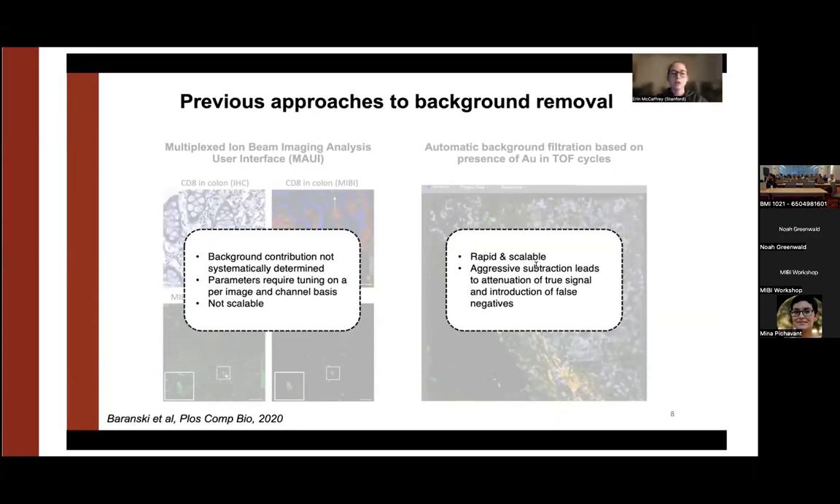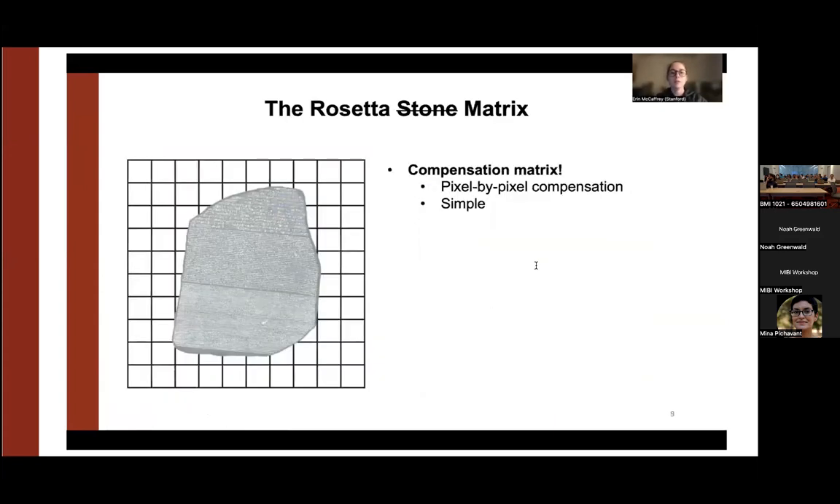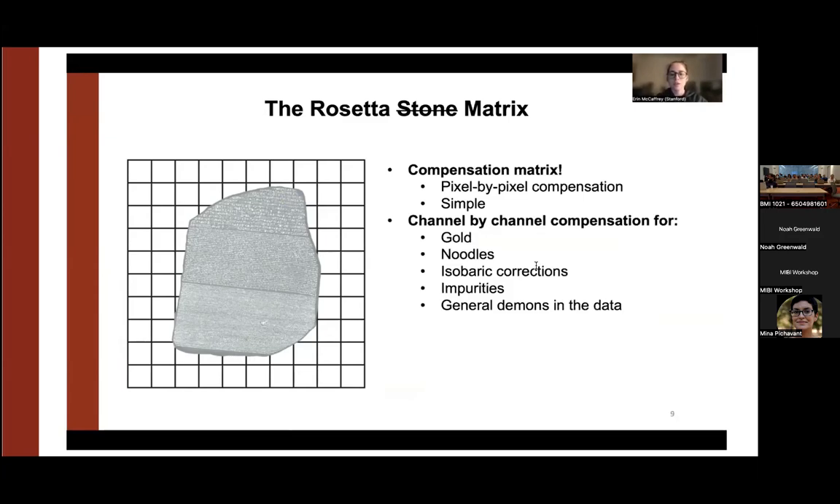And so to overcome the limitations of both of these approaches, we developed an approach known as Rosetta compensation. This approach is actually just a very simple compensation method akin to what is used when processing flow cytometry data. At the heart of this method is the Rosetta matrix, which is a compensation matrix that will perform pixel by pixel compensation in our imaging data. So in this respect, it is a very simple approach. Using this matrix, we can achieve channel by channel compensation for all of the various sources of background I presented to you today, in addition to any other contaminating sources of signal that might arise in your specific case.